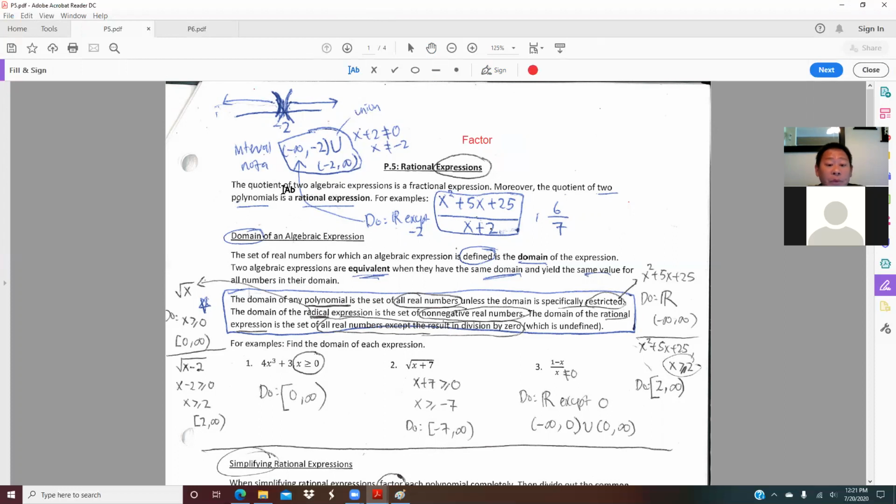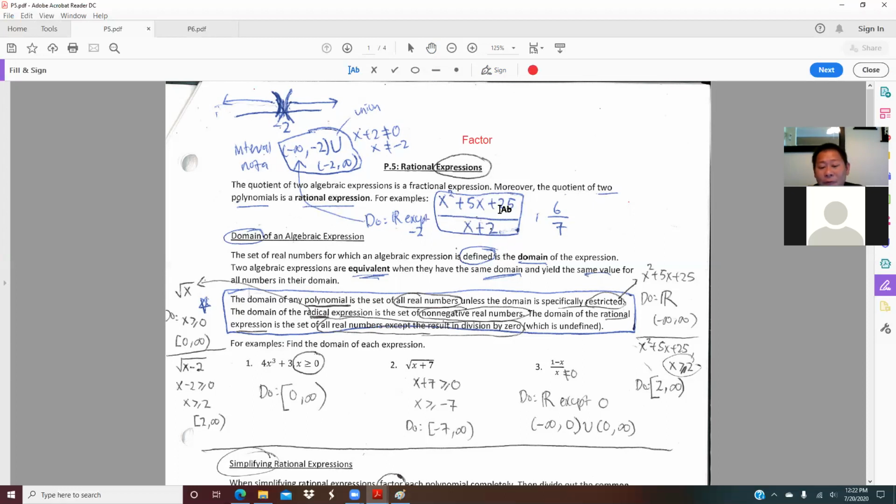So we're talking about rational expressions. So what is a rational expression? A rational expression is a quotient of two algebraic expressions. That means it's a fraction. That means you have a quotient of two polynomials. For example, x squared plus 5x plus 25 over x plus 2. So this is what I call a rational expression.